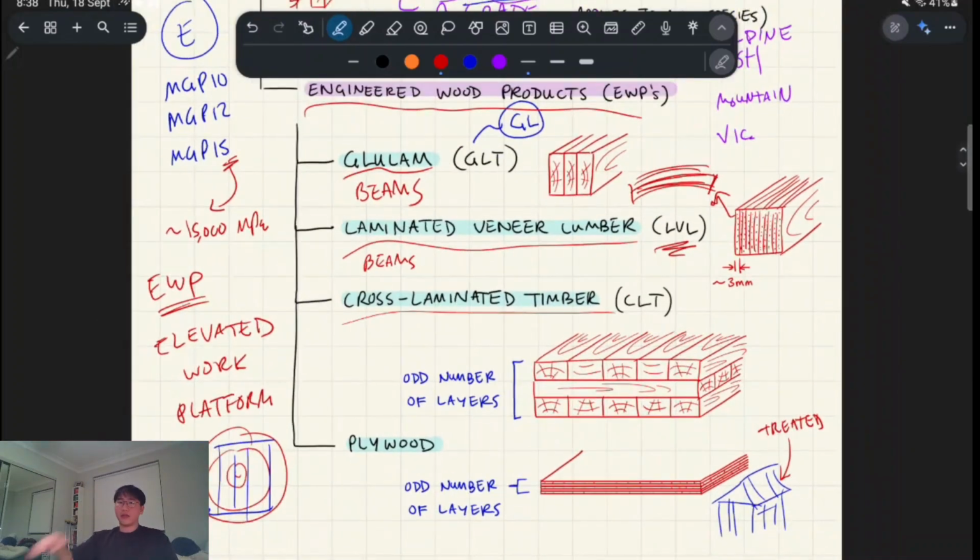CLT is similar to glulam, but you're usually using it to create entire floors, or slabs, I guess you can call them. So you have these large sawn timber cross sections, and you're stacking them next to each other in one layer, and then on top of it you have layers going the other way, perpendicular, 90 degrees, and then another one stacked on top. You always have an odd number of layers. So you can have 3, 5, 7, maybe it goes up to 9, but I think that's getting pretty ridiculous.